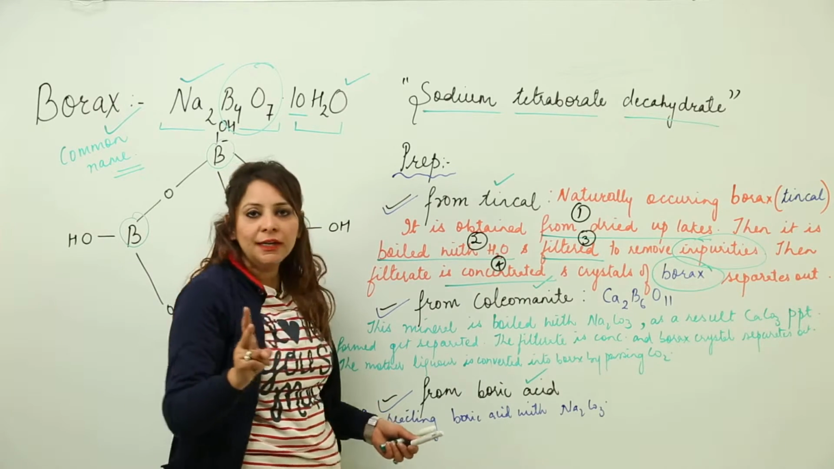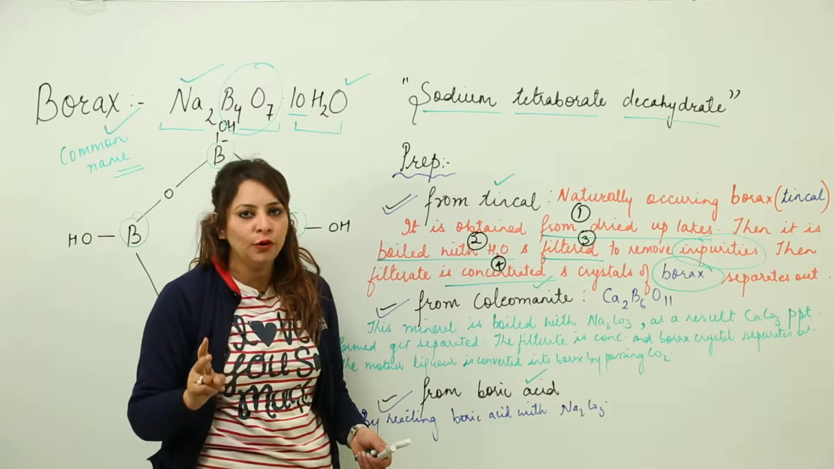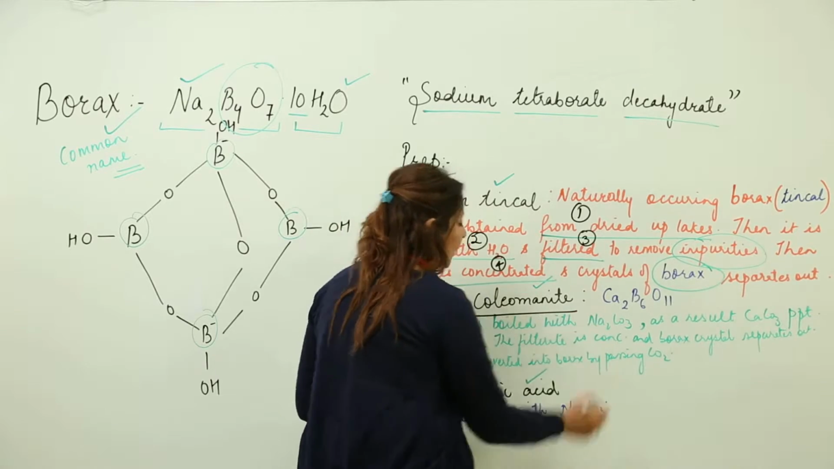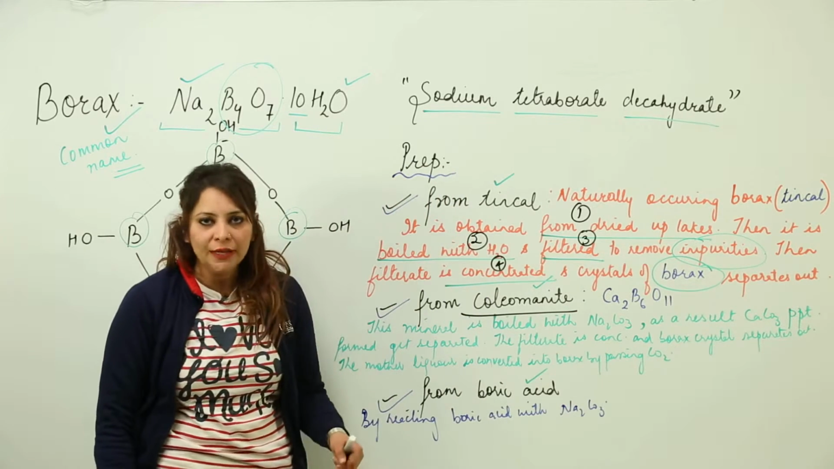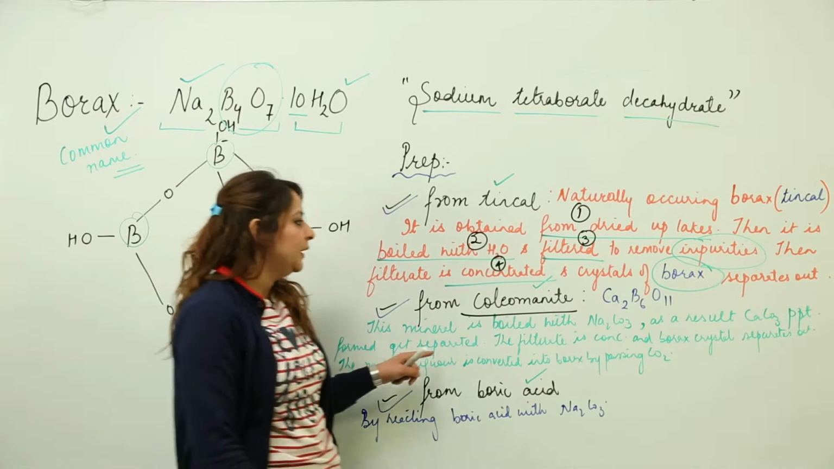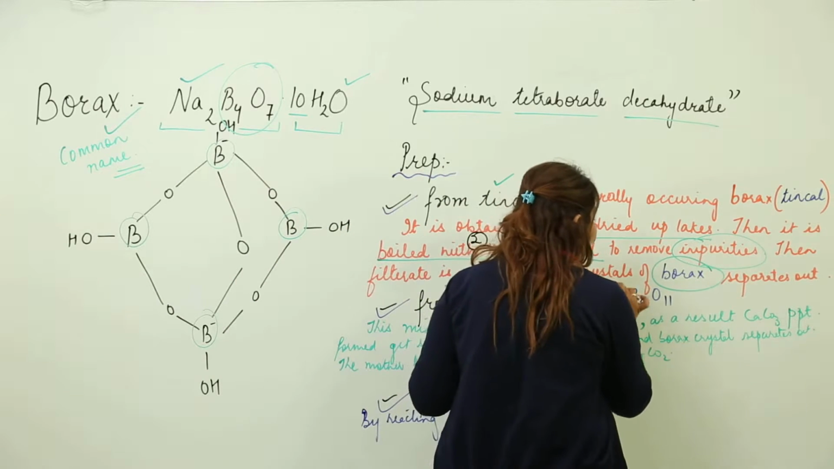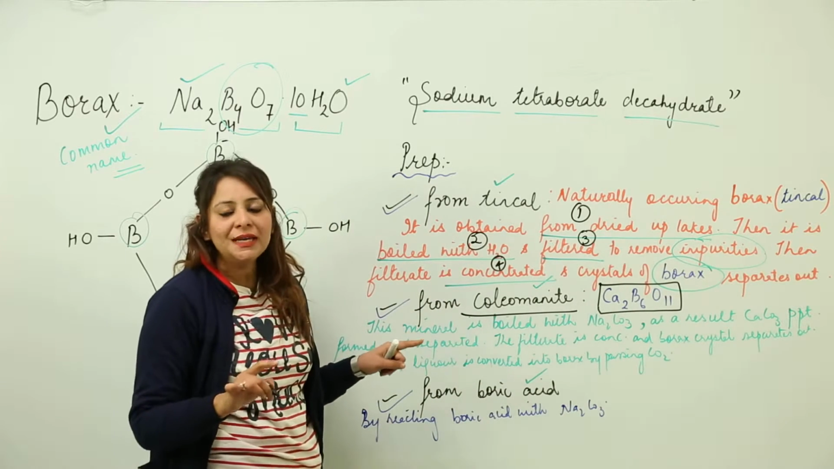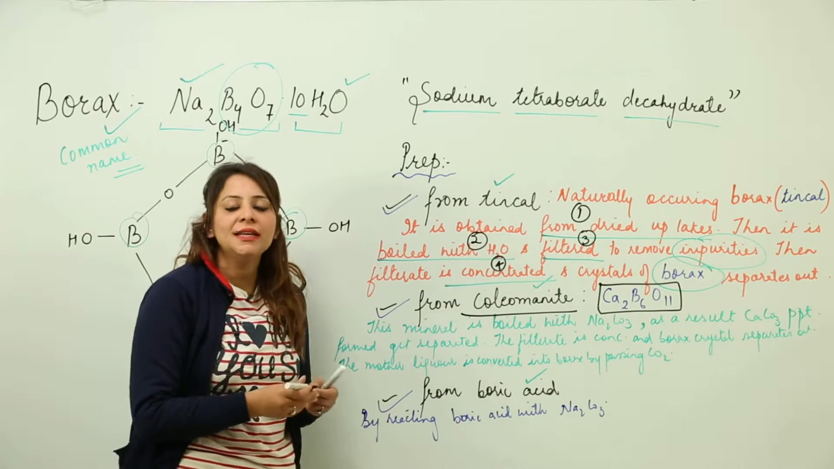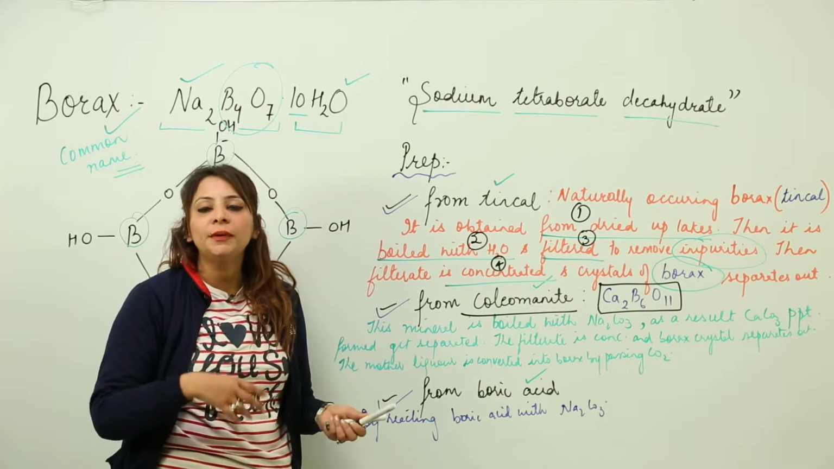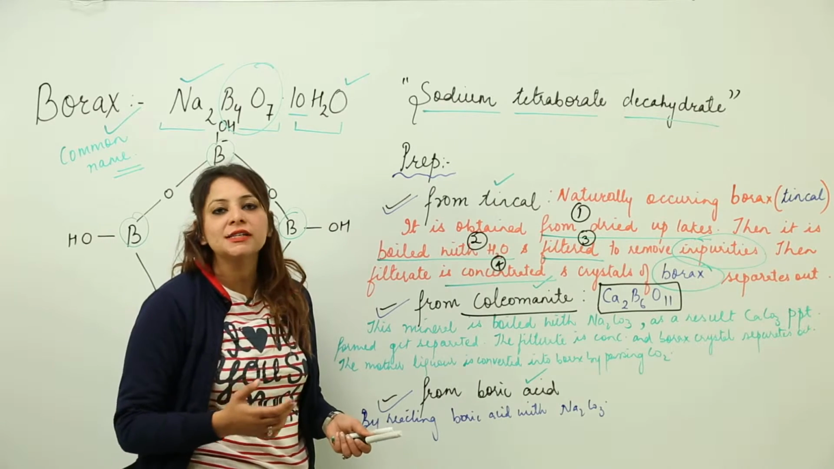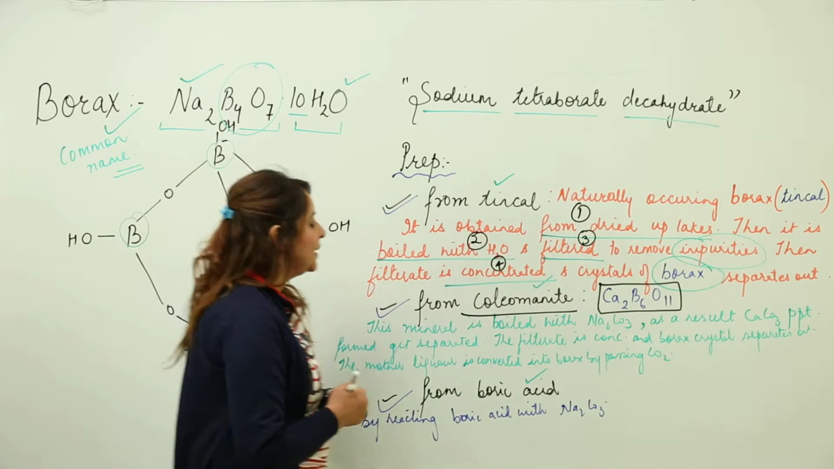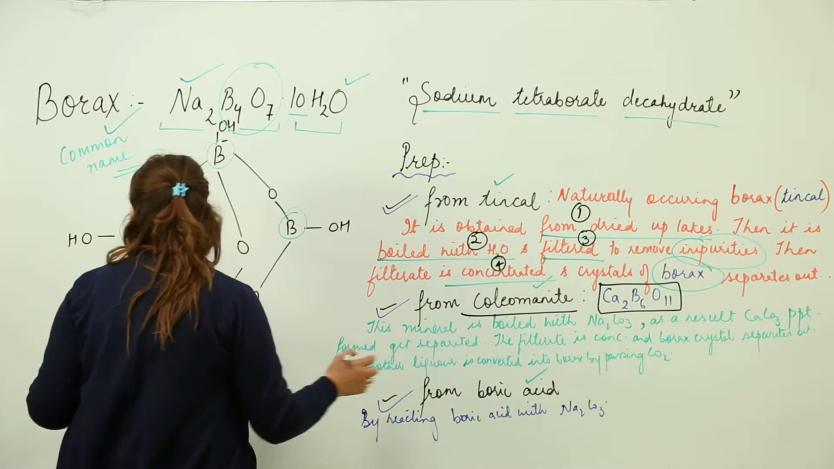The second method in order to prepare borax is from the mineral colemanite. And what is the formula for colemanite? It is Ca2B6O11. Now we will see how we can obtain borax by using this mineral, Ca2B6O11. I will write the reactions involved here.